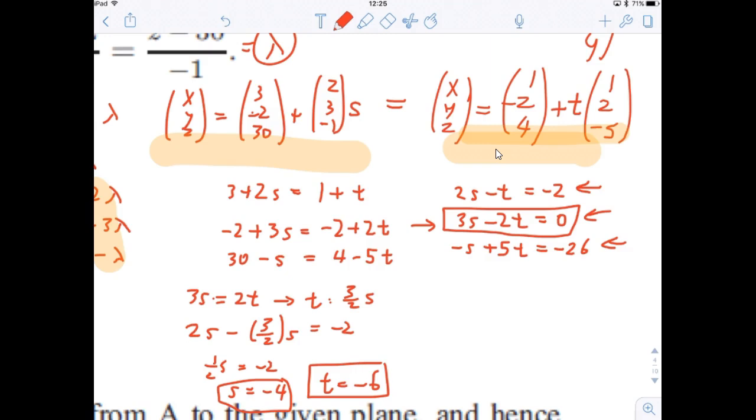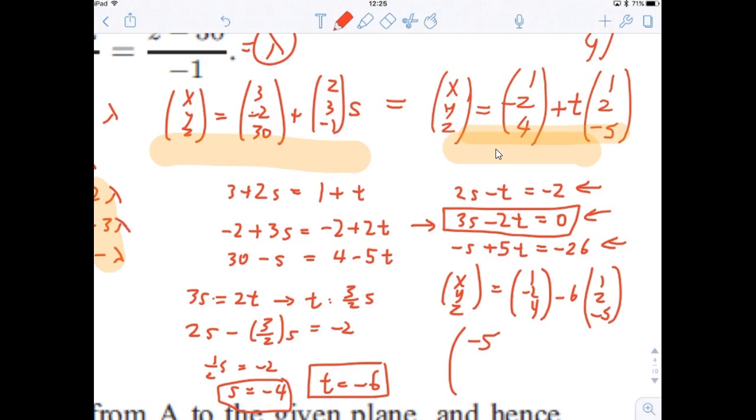all the equations, okay? I'm just going to take the second equation here, x, y, z equals 1, negative 2, 4. I'm going to plug in the t value, which would be minus 6. And then I'm going to solve for x, y, and z. So x would be 1 minus 6 times 1, which would be negative 5. Y would be negative 2 minus 6 times 2, which is negative 14. Z would be 4 minus 6 times negative 5, which would be 4 plus 30, which is 34. So this would be my answer for the point where these two lines intersect.